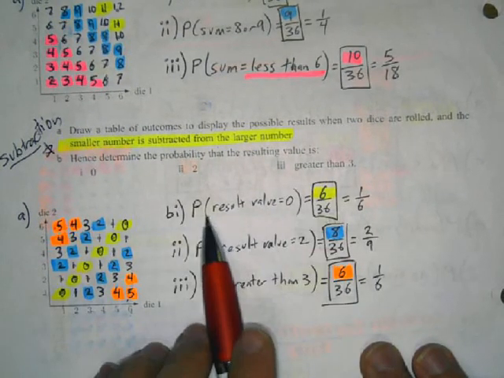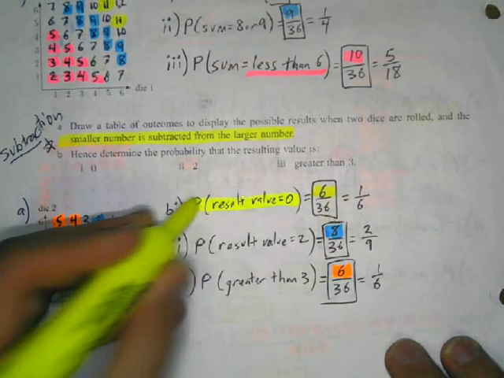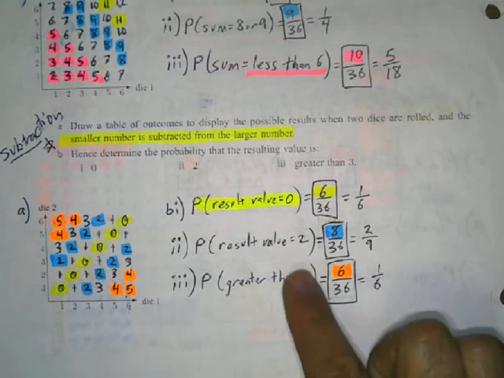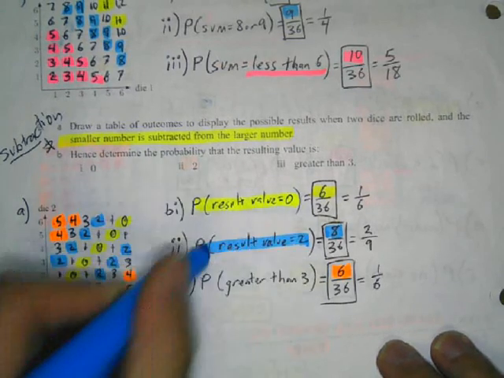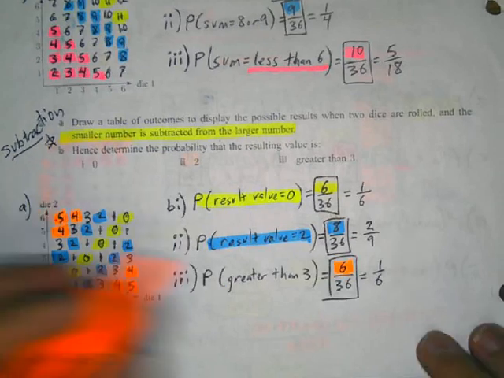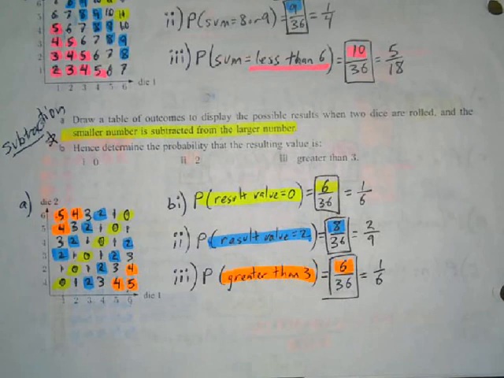So what's the probability that the result is 0? I add the yellow ones together. What's the probability that I get a result of 2? I add the blue ones together. What's the probability that I get greater than 3? I add the pink ones together. And all of those are divided by 36 because those are all the possible examples.